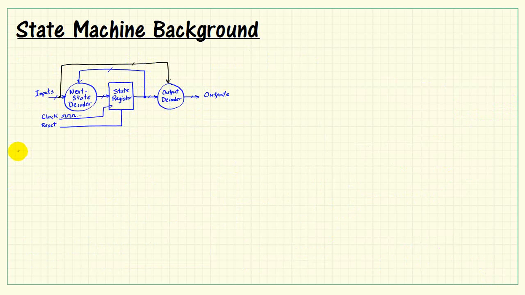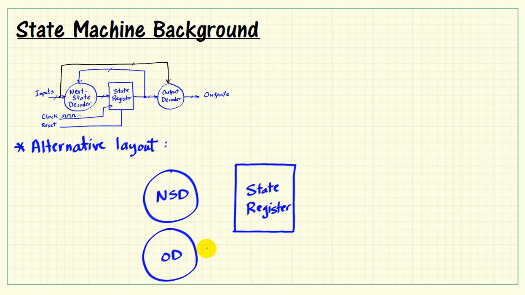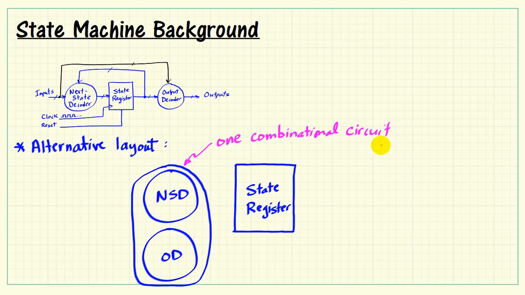Now there's an alternative way of drawing this three-part structure, and this is more suited to the way we will implement a state machine in LabVIEW. I'm going to combine the next state decoder and the output decoder, which are both combinational circuits, into a single combinational circuit. And this single combinational circuit generates 2 primary outputs. One would be the next state, as I had up here, and then it also generates the outputs.